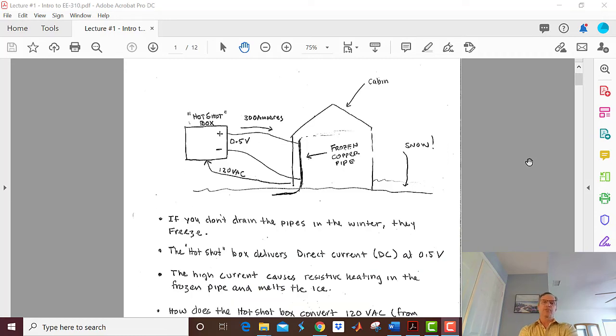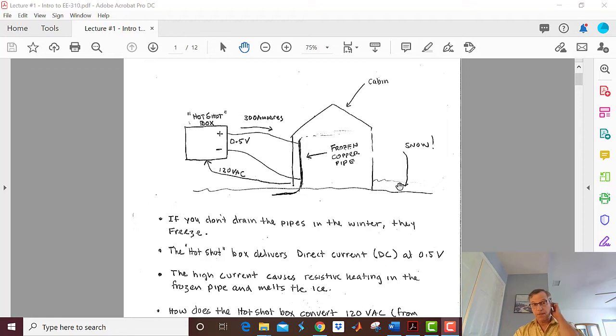So let's start off with something that happened a couple of years ago. My kids went up to the cabin, and of course they didn't drain the pipes, because if you don't drain the pipes in the winter, the pipes freeze. So here's the situation. We've got the cabin here, and then we've got the copper pipes in the cabin, and those copper pipes froze, and we had a lot of snow that year.